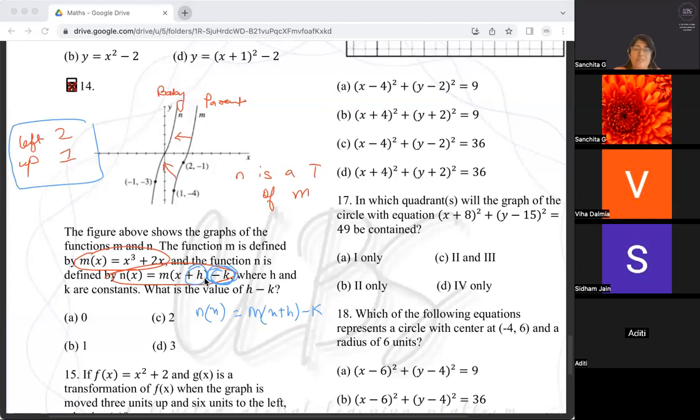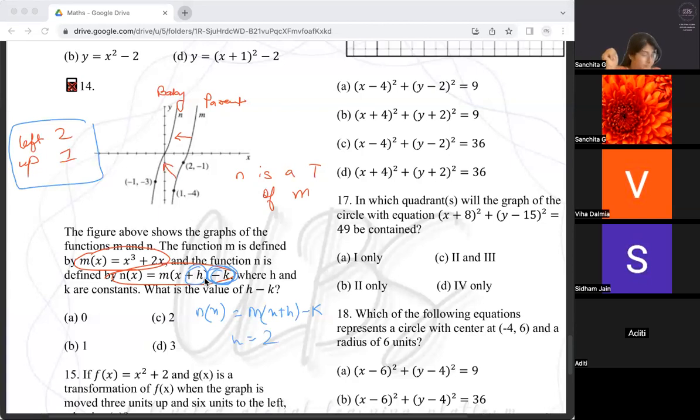So what do I have? H will be what? It moved left 2 units, so it's going to be plus 2. Do you agree with me? Be very careful of plus and minus here. H is going to be 2, guys, not minus 2. Minus 2 means right. Clear? H is 2.